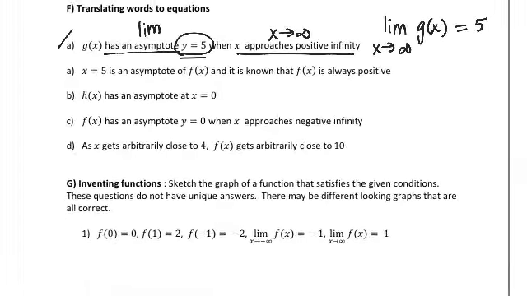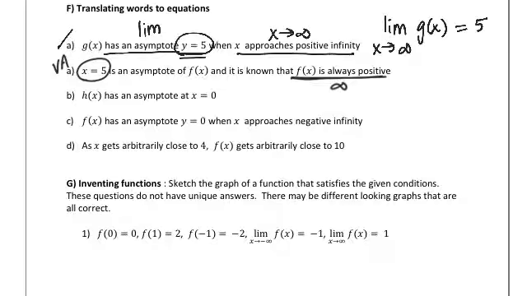x equals 5 is an asymptote of f of x, and it is known that f of x is always positive. Well, if it's x equals 5, we know that's a vertical asymptote. If f of x is always positive, that means that on both sides, that vertical asymptote is going to infinity.